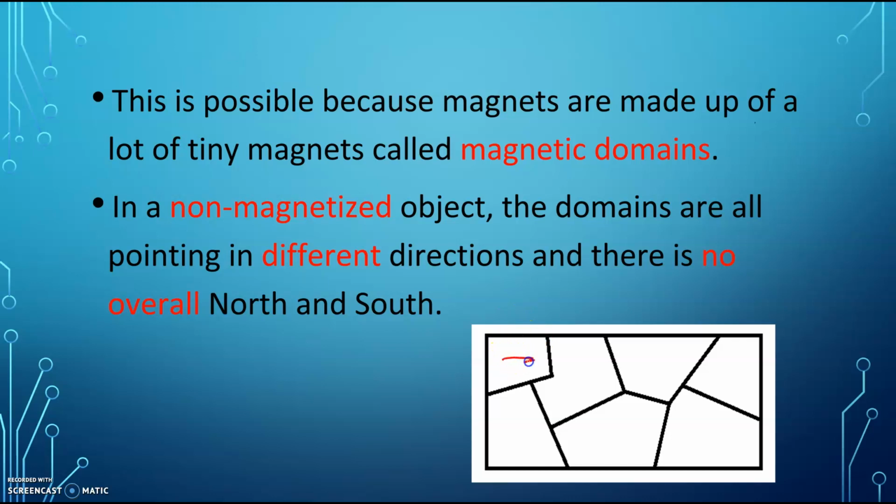So in a non-magnetized object, let's say one's going this way, one's going this way. You'll always see these as arrows. One's going this way, this way, this way, this way, and that way. They're all pointing in different directions, so overall, there's no big push in either direction. They will cancel out with each other, so there's no overall north and south pole. This is why you have a non-magnetized object, because in these magnetic domains, they're all pointing in different directions.